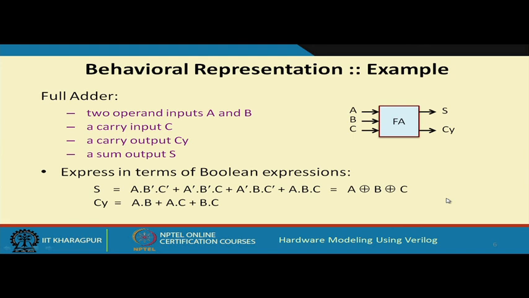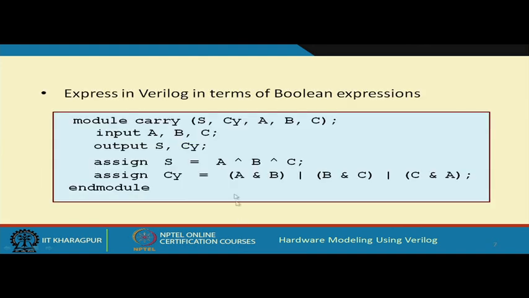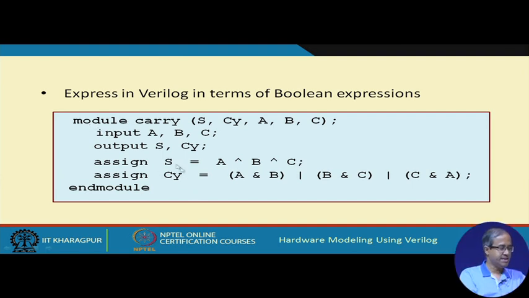This is an example. Now, this is in terms of Boolean expression. The same thing you can express in Verilog as follows. Well, I have not talked about the syntax of Verilog. So, possibly this is your first look at a Verilog program. Let us see what it contains. The syntax is somewhat similar to the language C. Here every statement ends with a semicolon.